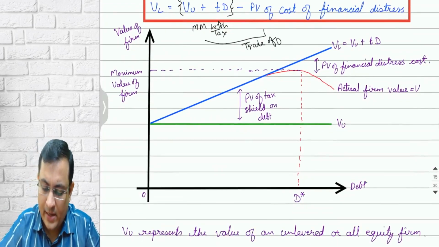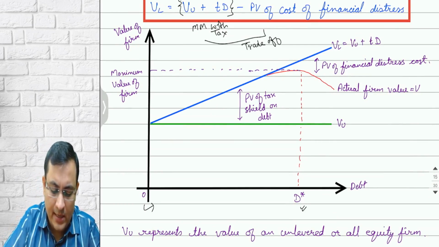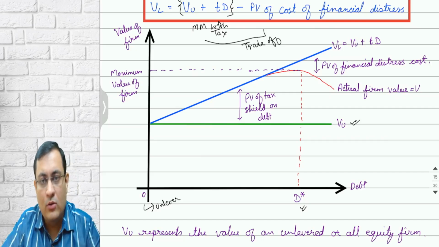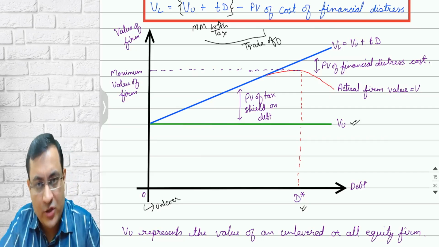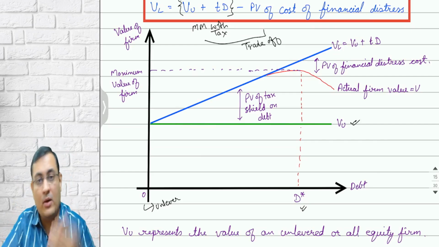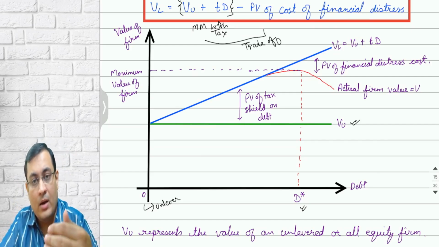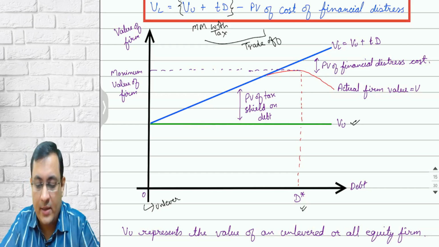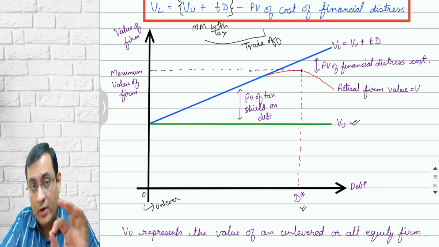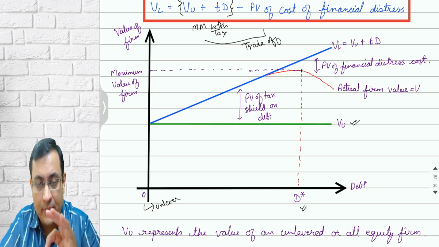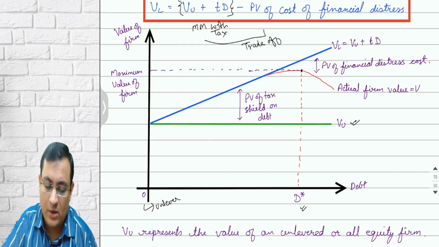So there is a debt, there is a D asterisk, this is the unlevered firm value. Why is the blue line going up? Because of the tax shield on interest. But why is the red line coming down? Because of the extra cost of financial distress. And the peak level is the optimum level where your debt level should be in the capital structure, and this is represented as the optimum capital structure.